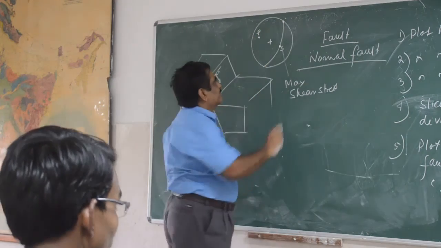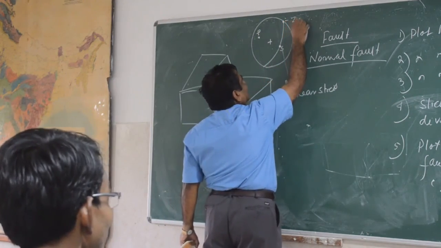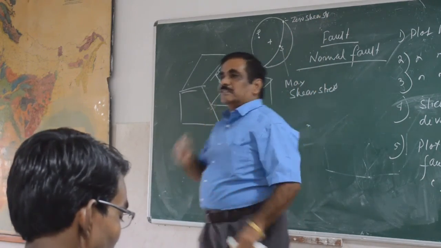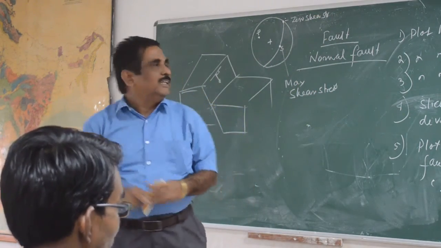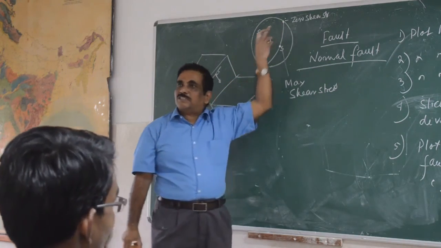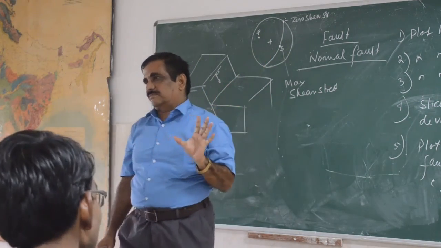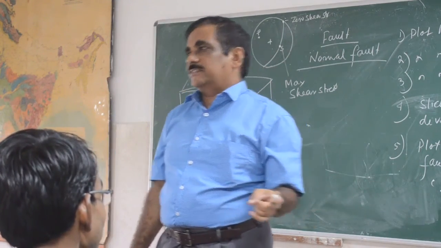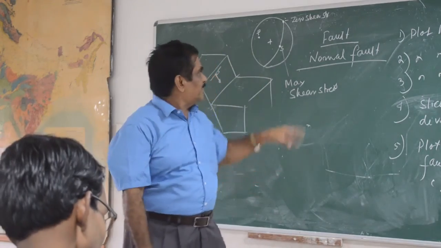Very good, zero stress. You are also correct, but it is not a plane. So you go 90 degrees from this point and you will get the direction where zero shear stress is. So in the field, when you get a fault, do this exercise. Why you are doing this exercise, I will tell you.